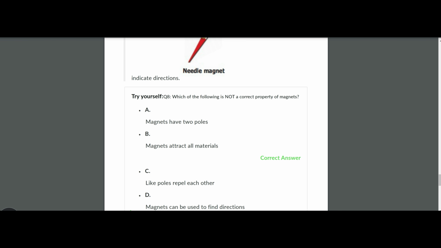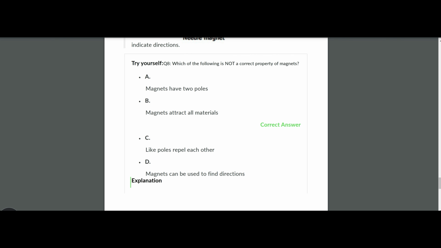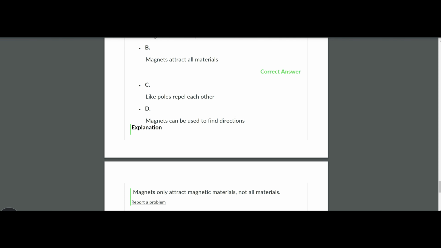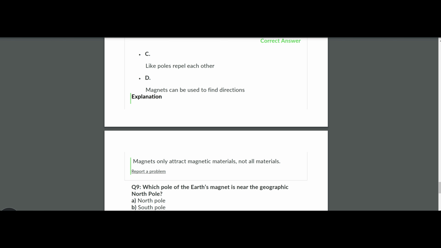So option A is correct. Magnets have two poles, that you already know. Magnets attract all materials. Is it correct? No. Why? Because magnets do not attract all materials. Here it is given that magnets attract all materials. This is not a correct property. Next option C, like poles repel each other. That is correct. Magnets can be used to find the direction. That is also correct. So which one is not a correct property of magnets here? That is option B. Magnets attract all materials. Magnets do not attract all materials. Magnets attract only some materials. Okay. Now the next question.